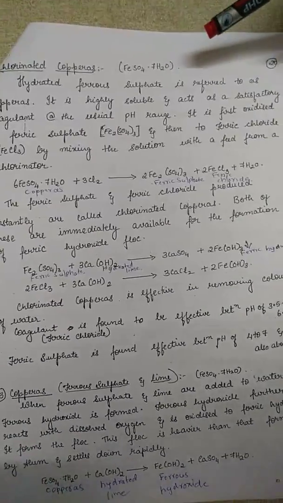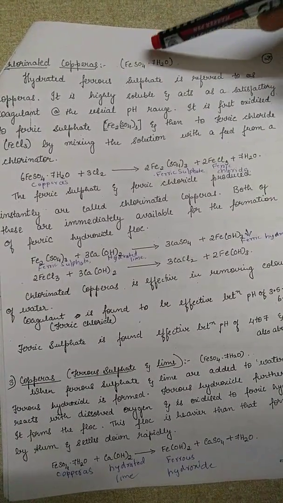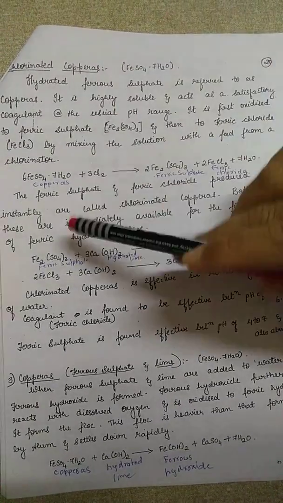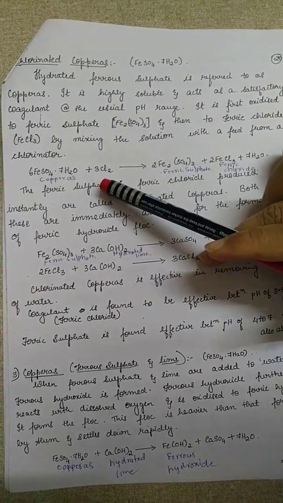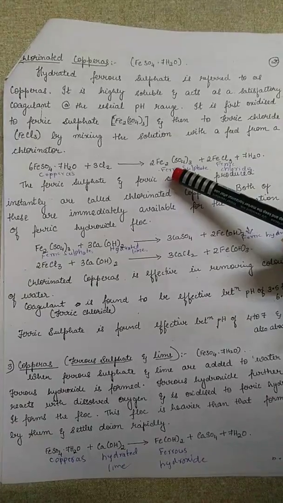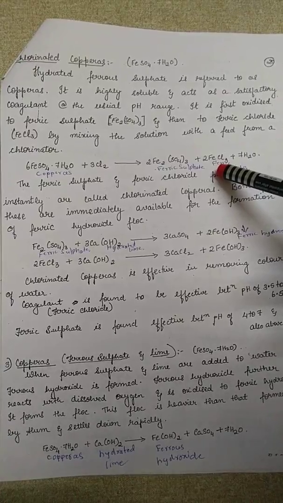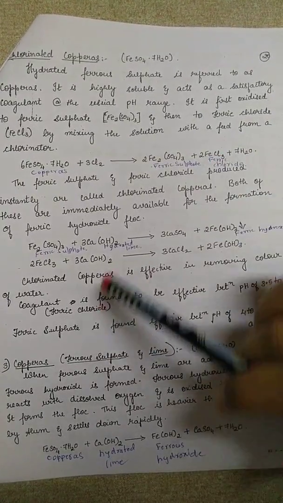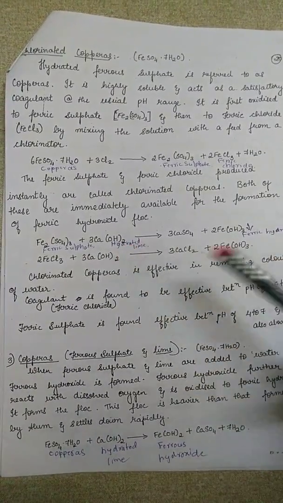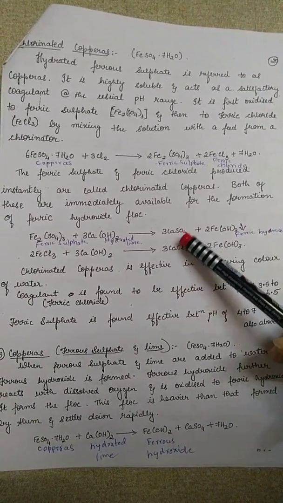Now the second type is chlorinated copperas. FeSO4·7H2O is called copperas. Now when this copperas reacts with chlorine, we are going to have ferric sulfate plus ferric chloride. This ferric sulfate and ferric chloride are more reactive with the hydrated lime. When it reacts with the hydrated lime, it is going to form ferric hydroxide precipitate with the release of calcium sulfate.